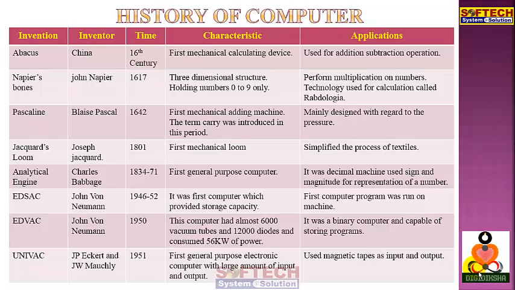What was its working process? It was used only for addition and subtraction operations, but later it could be used for multiplication, division, etc. Next, Napier's Bones. He also invented dimensional structures of numbers, because the view of the computer would be different. The 3D, 2D and different kinds of animations were performed in 1617. It performs multiplication on numbers, a technology for calculation, also used for addition, subtraction, multiplication and division.